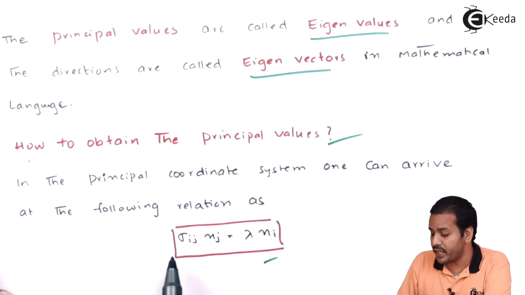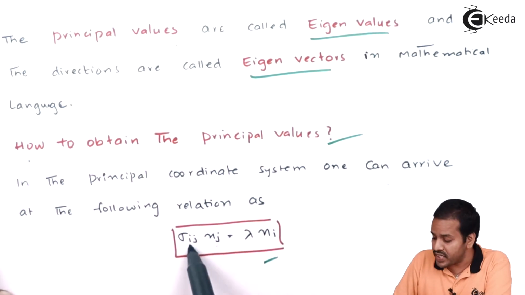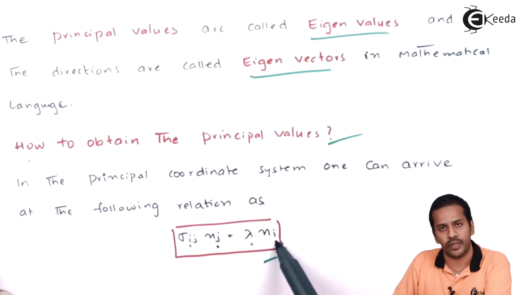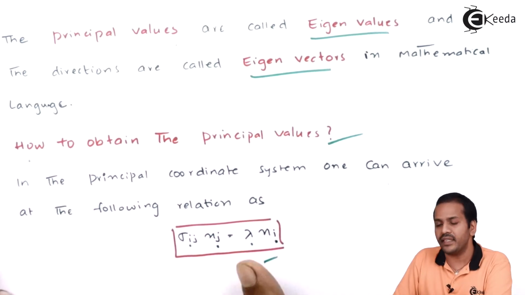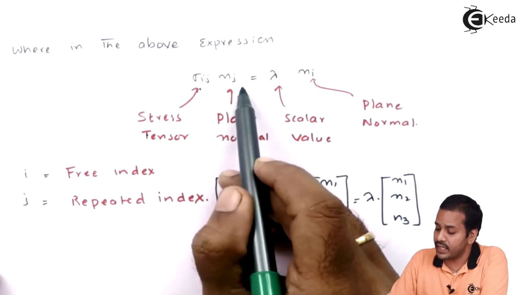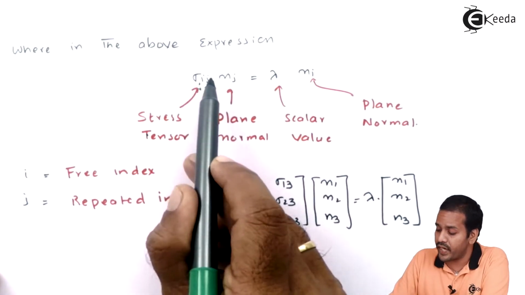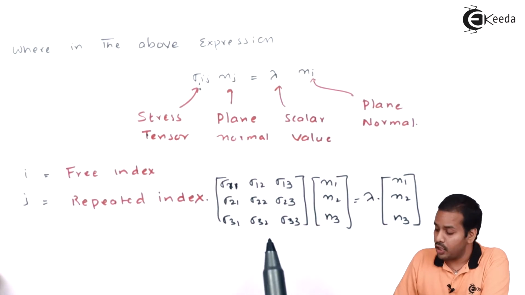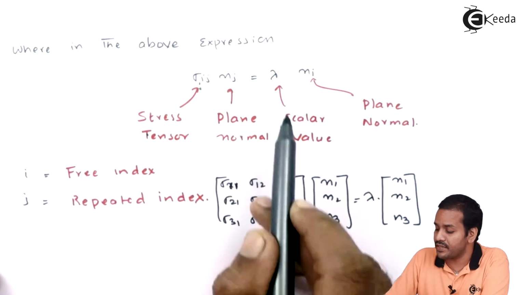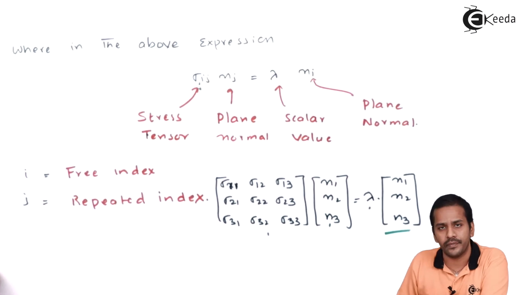So what is happening here? In the principal coordinate system, one can write this stress tensor acting on some normal as some constant times the same normal. If you expand this relation, this is the stress tensor, this is the plane normal, this is some scalar value, and this is again the plane normal, where i represents the free index and j represents the repeated index. If you want me to write this in the matrix format, then this is sigma ij, this is nj, this is lambda, and this is again the same normal ni.